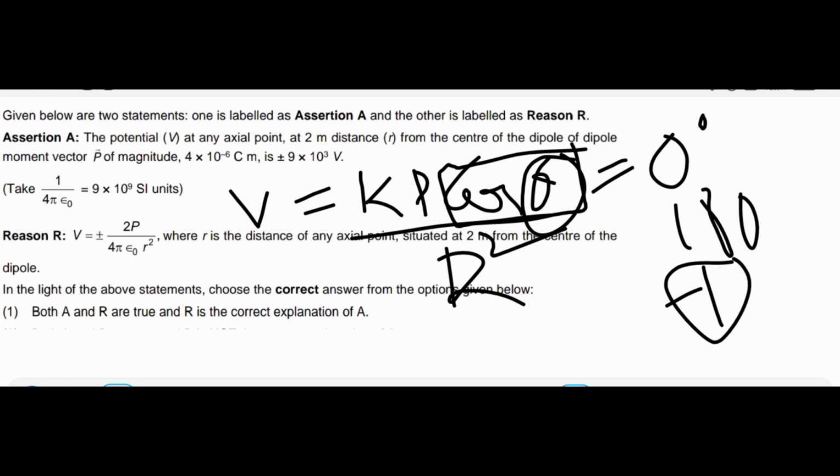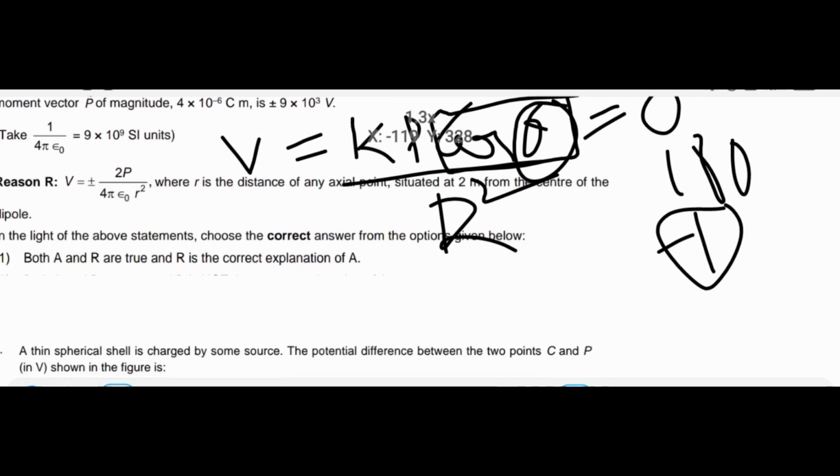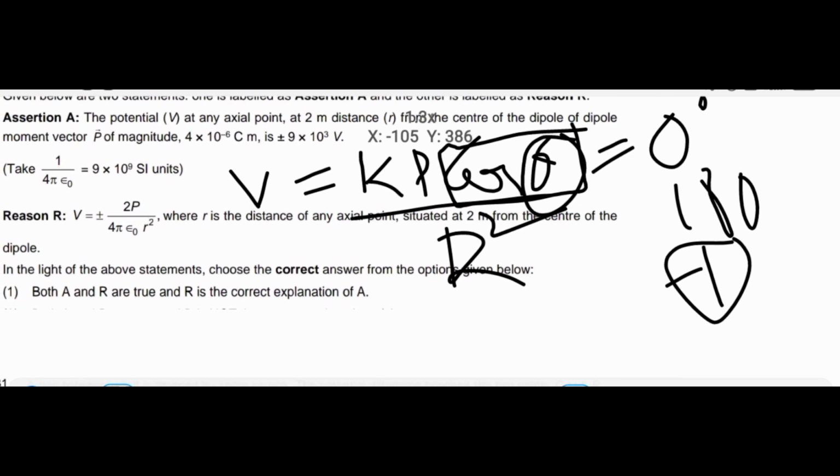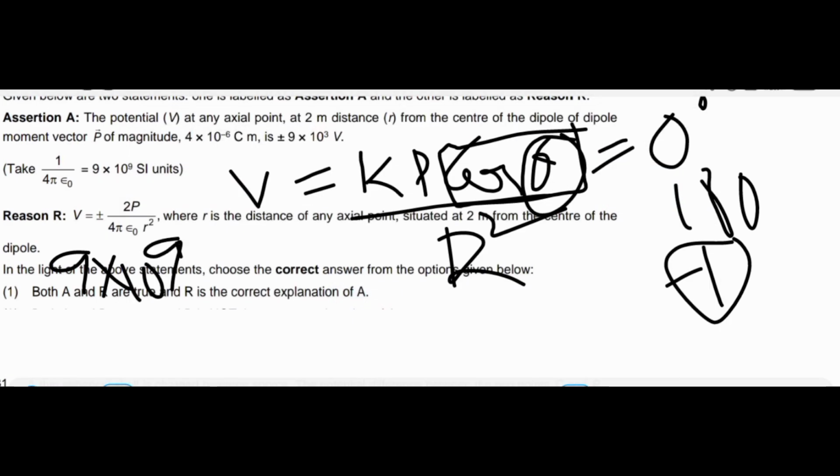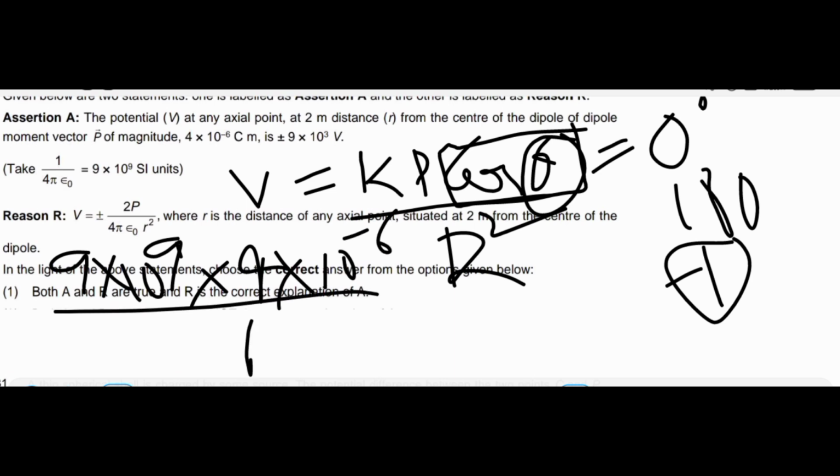They have given the K value as 9 × 10^9. The dipole moment is 4 × 10^-6, divided by R square, that is 2 meter squared. Just substitute it: 9 × 10^9 into 4 × 10^-6 divided by R square, which is 4. So what is the answer? That is 9 × 10^3.